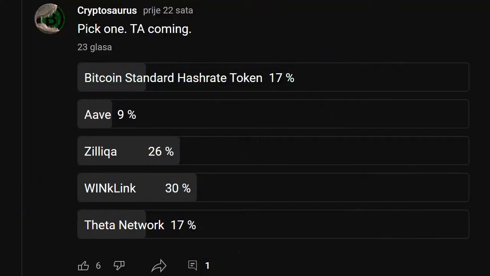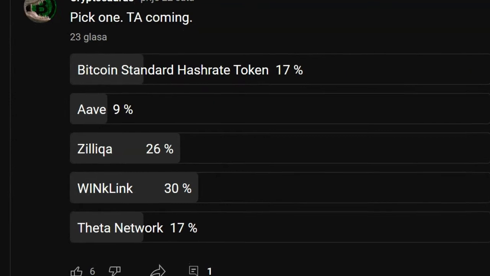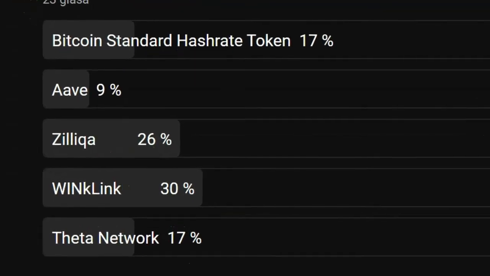The WINkLink community finally came on top. I'm glad for you, and I am honored to analyze your coin.